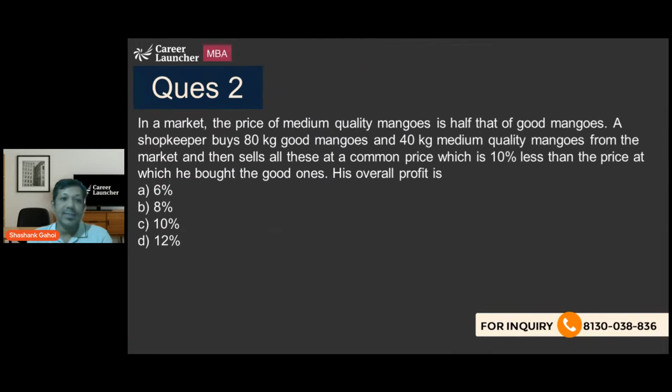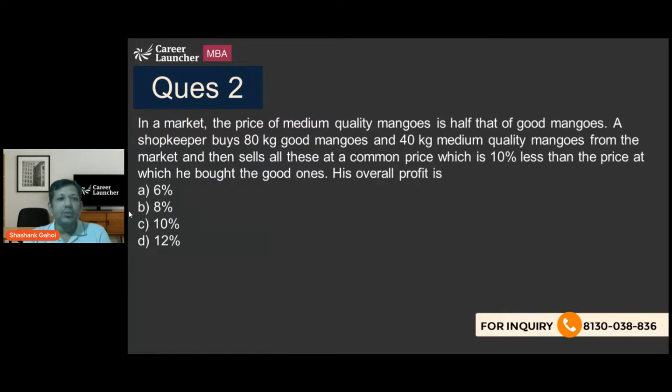What does it say? In a market, the price of medium quality oranges is half of good mangoes. A shopkeeper buys 80 kg good mangoes and 40 kg medium quality mangoes from the market, and then sells these at a common price, that is 10% less than that at which he bought the good ones. Find his overall profit.